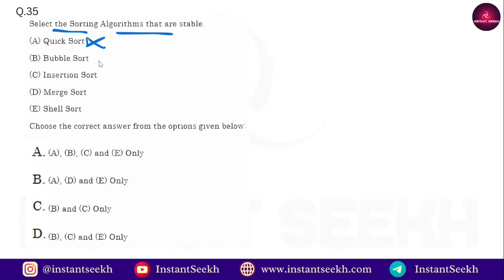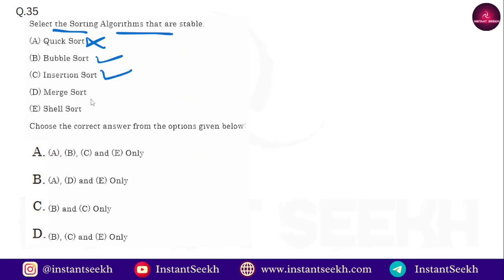Bubble sort: yes, it is a stable sorting algorithm because it compares and swaps adjacent elements, thereby preserving the relative order. It maintains the order, so it is one of the stable sorting algorithms. Next, insertion sort: yes, this is also a stable one. Why? Because it inserts elements into the correct position without changing the relative order of equal elements.